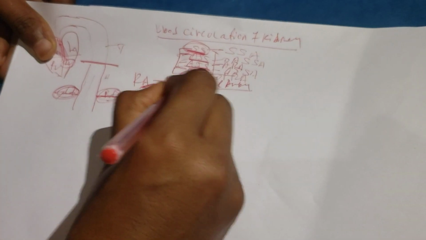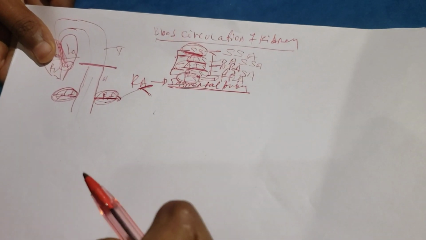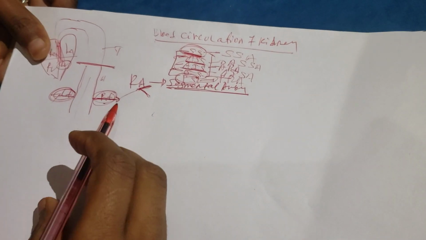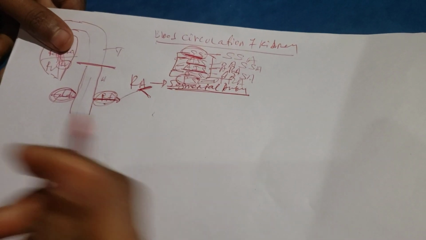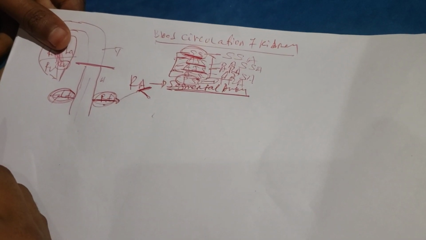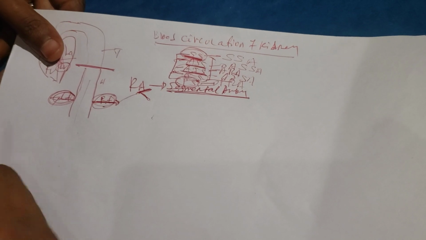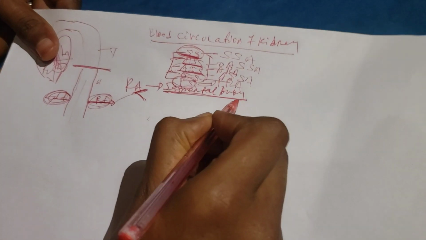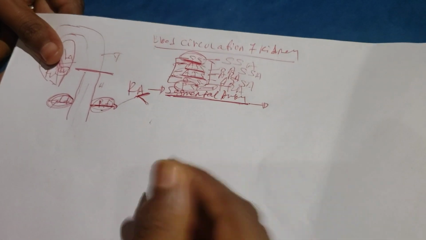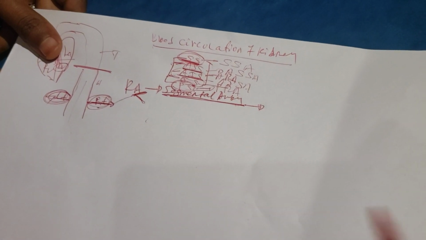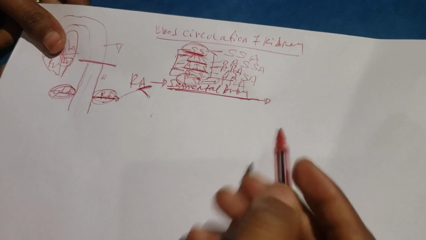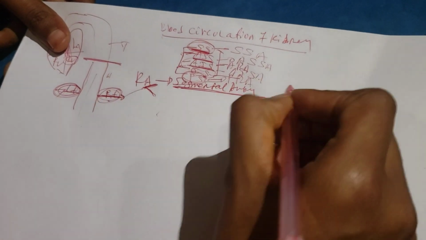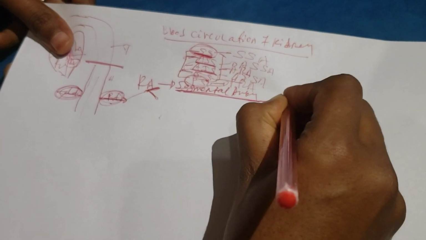So we have 5 segmental arteries. That means the superior segmental artery, inferior segmental artery, anterior superior segmental artery, anterior inferior segmental artery, and posterior segmental artery. There are 5 segmental arteries. Embryologically there is a lobar artery, but in this case the segmental artery will divide into the interlobar artery.